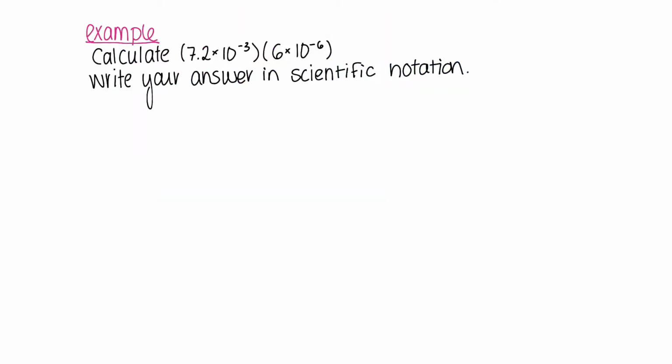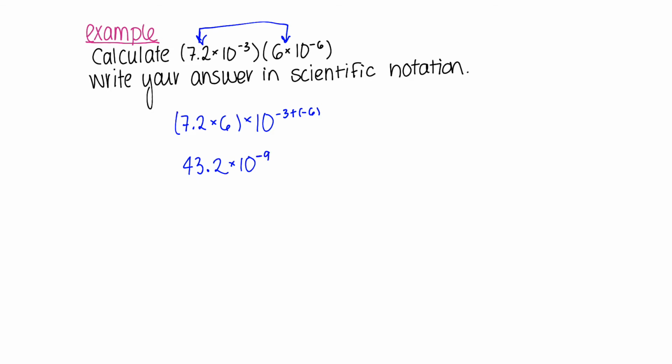Right, let's look here. We have 7.2 times 10 to the negative third times 6 times 10 to the negative 6. So I'm starting with multiplying those numbers together. I have 7.2 times 6, and then I add the exponents. So I have negative 3 plus negative 6. 7.2 times 6 is 43.2. Negative 3 plus negative 6 is negative 9.